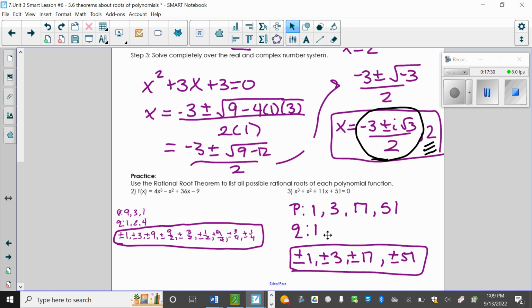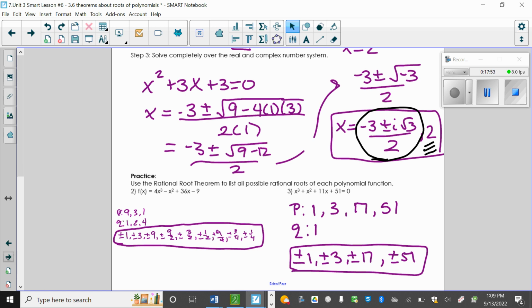Number 3, P are the factors of 51, so that's 1, 3, 17, and 51. Q are the factors of 1. Great when that happens, because then I only have one divisor. So we end up getting the possible rational roots are positive and negative 1, 3, 17, and 51. Hope that went well.